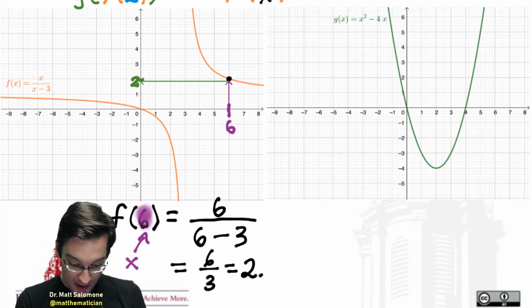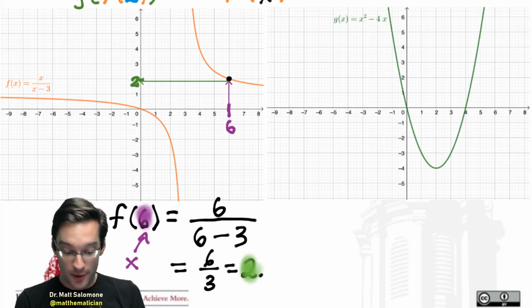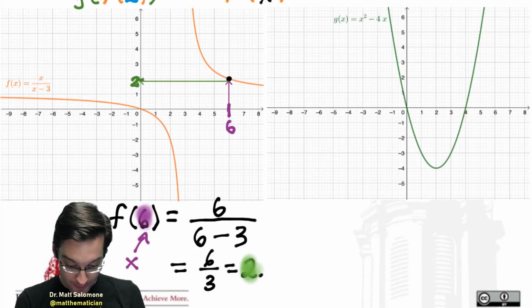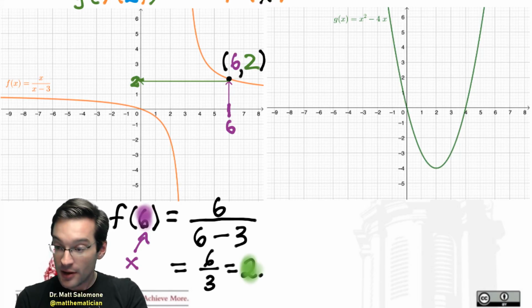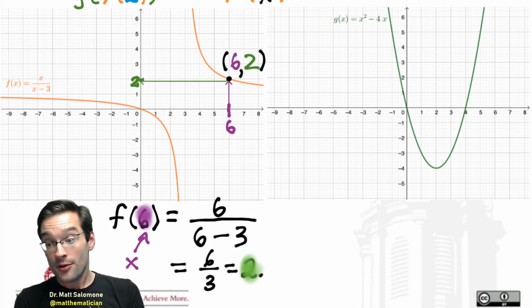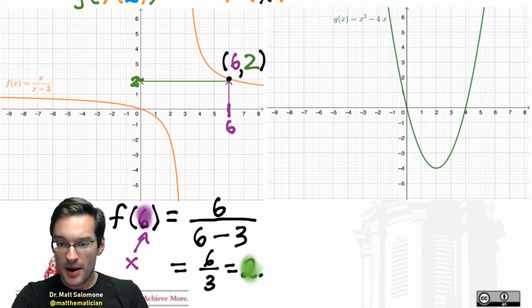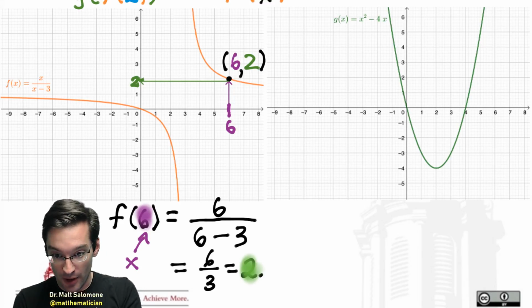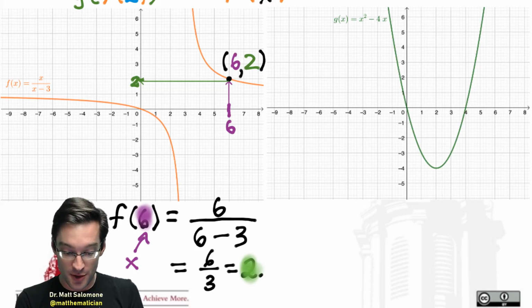And so that f of x value that we got out of this function is really a y value. And the ordered pair of the point on the graph that corresponds to the question that we just answered is the ordered pair (6, 2). That ordered pair is on the graph exactly because f of 6 is equal to 2. So that's the basics of how we get information into and out of a graph. We could do the same thing with the g of x graph over here if we wanted to as well.